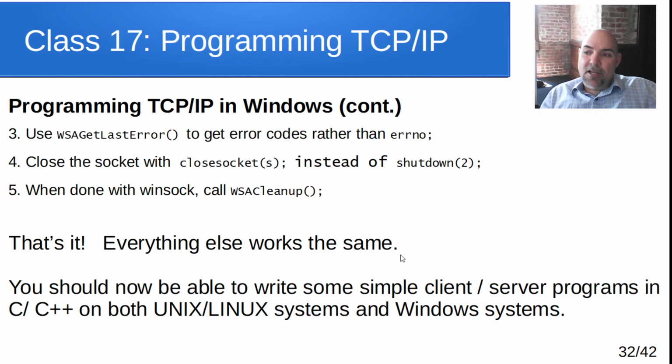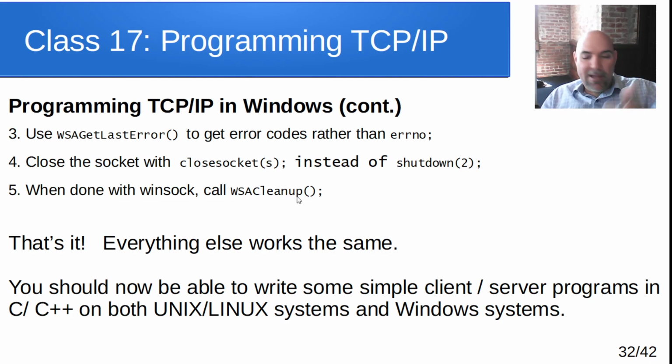Okay, now a couple other differences. I just mentioned this one: use WSAGetLastError to get error codes rather than reading the errno global variable. Then close the socket with closesocket instead of shutdown. We already talked about that. And when we're done with winsock altogether, we call the WSACleanup function. And that's it. Those are the only differences. Everything else works the same.